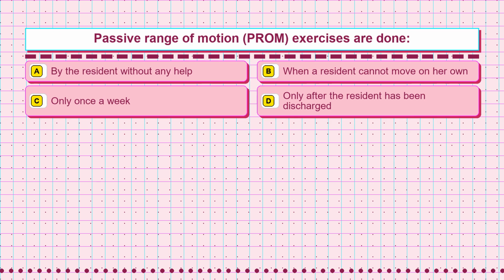Question 69. Passive range of motion, PROM, exercises are done: Option A, by the resident without any help. Option B, when a resident cannot move on her own. Option C, only once a week. Option D, only after the resident has been discharged.